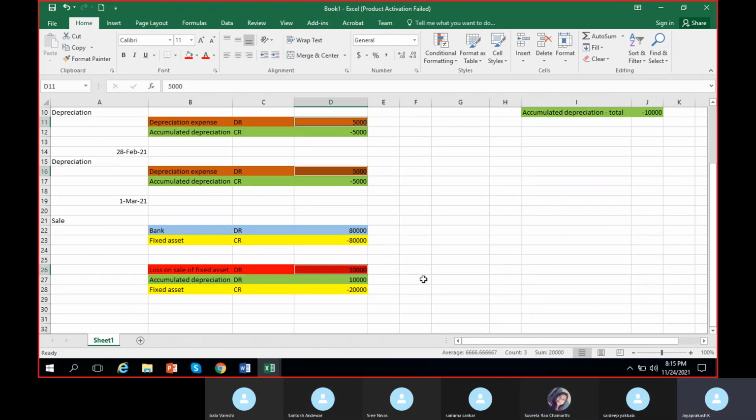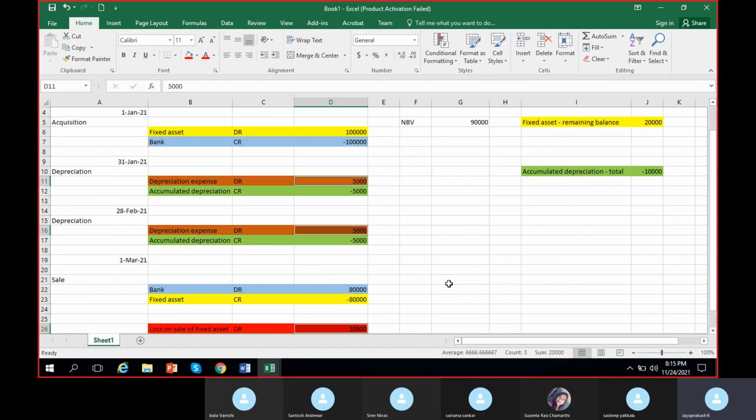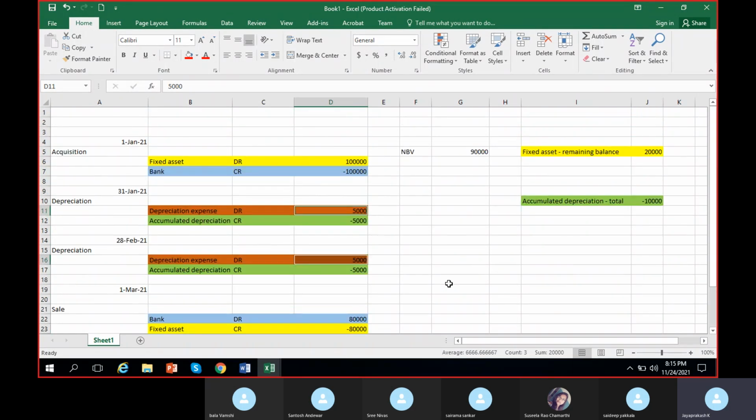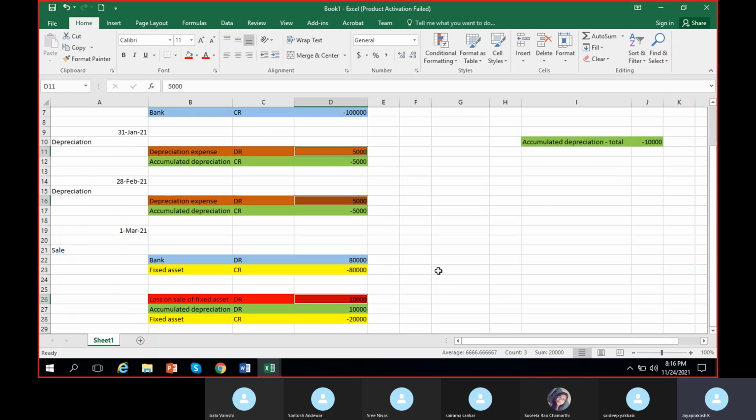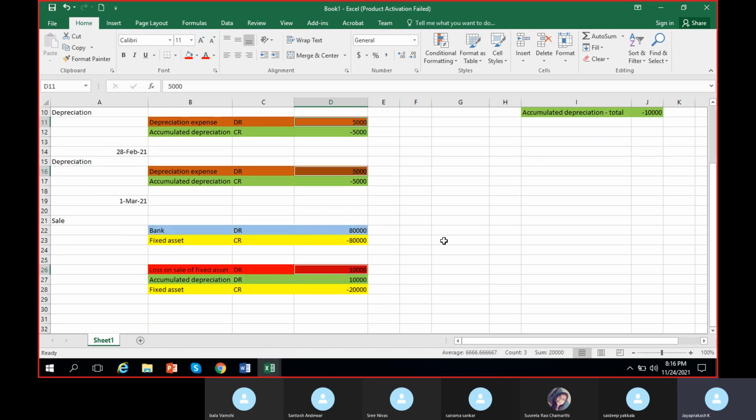Okay, wonderful. If this is clear, then you can easily understand the configuration as well as the process too. So if you want to achieve these results, you have to configure the posting profile of fixed assets in such a way that these results will be automatically generated. So let's see how we can configure the posting profile to achieve these results.